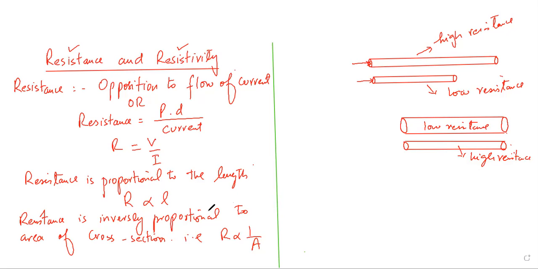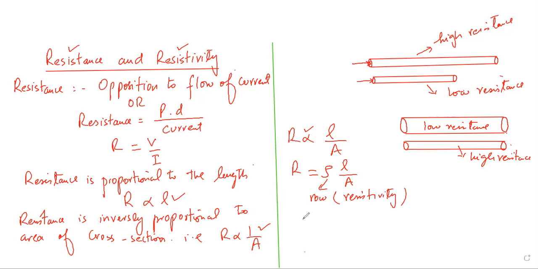If I combine both of these relations, we say R is proportional to L over A. I'm combining both of them in one equation. And I told you yesterday, whenever the proportionality sign is removed, we have to place a constant of proportionality. And here this is rho. Sometimes we use rho for density, but that involves mass and volume; here there is length and area. So this rho is actually resistivity, right?